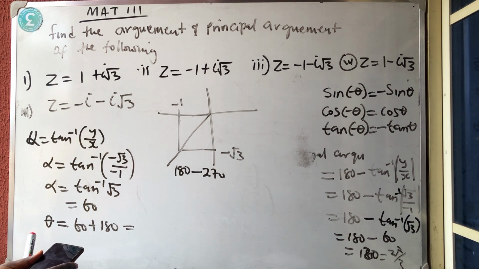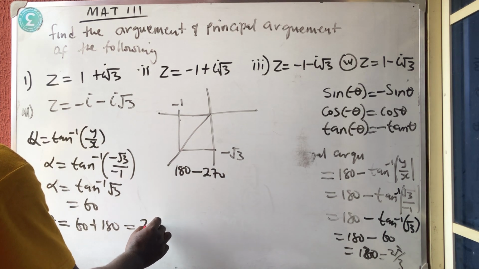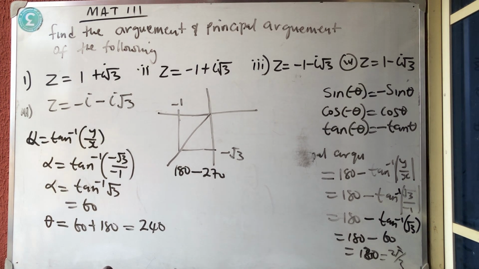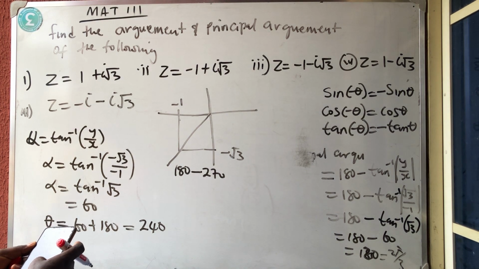So, if you add it, you are going to have 60 plus 180. You're having 240. You see, 240 falls within that range. And if you now say 240 divided by 180, if you want to put it in terms of pi, okay, you can put it in terms of pi.